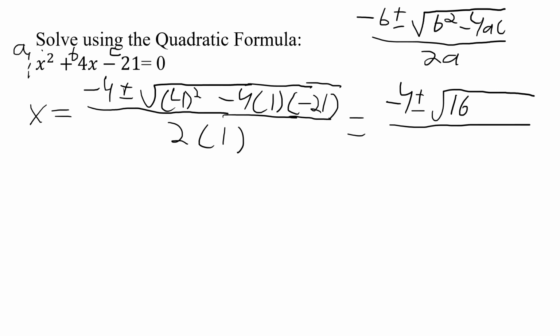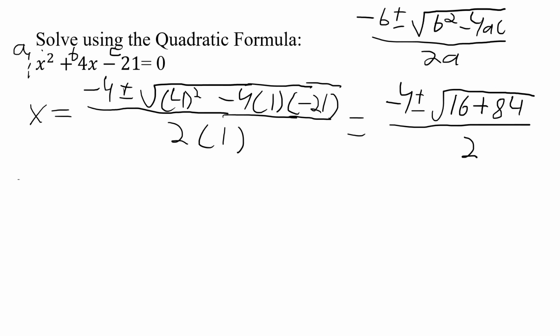Negative 4 times 1 is negative 4. Negative 4 times negative 21, I'm going to do in my calculator. So negative 4 times negative 21, I get positive 84. And I get a positive because we're multiplying a negative times a negative. So I get a positive 84. And then it's all over 2 times 1. Well, 2 times 1 is just 2.